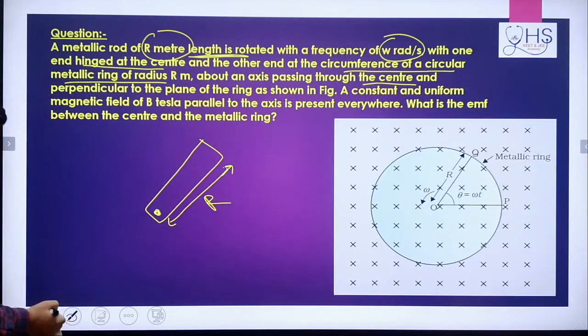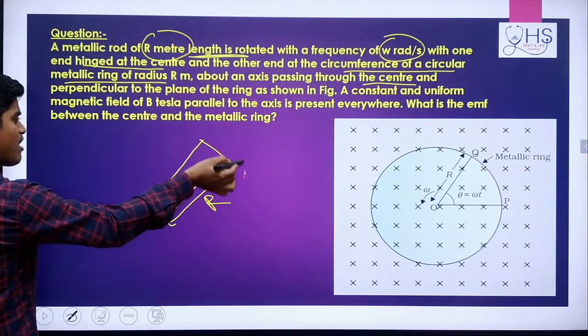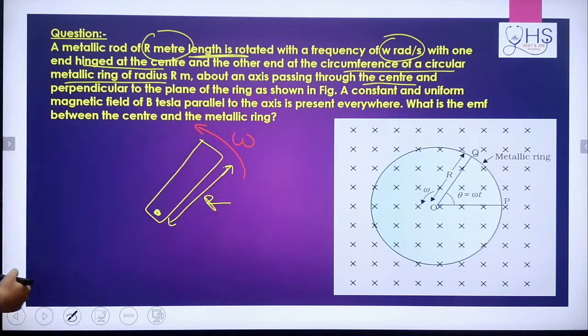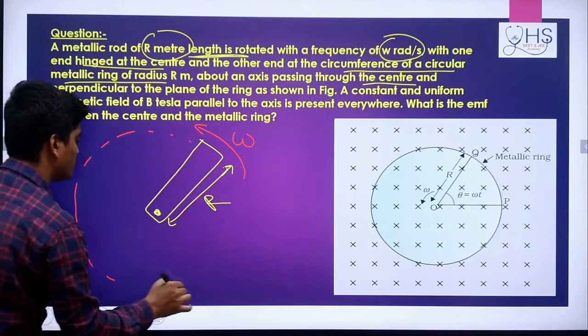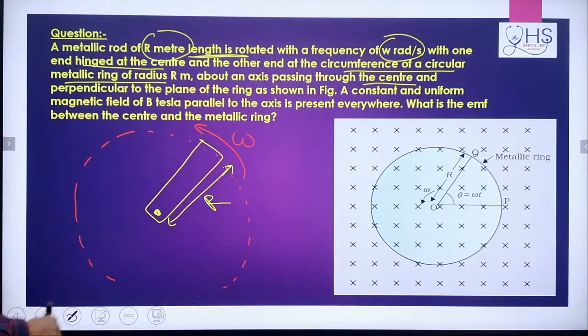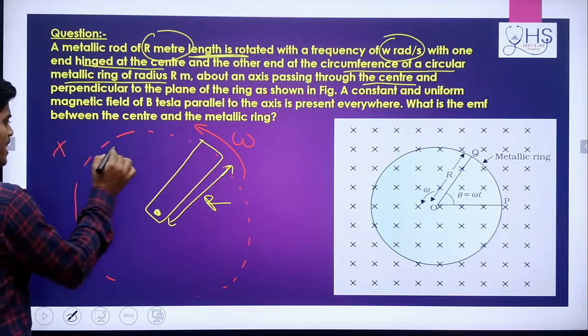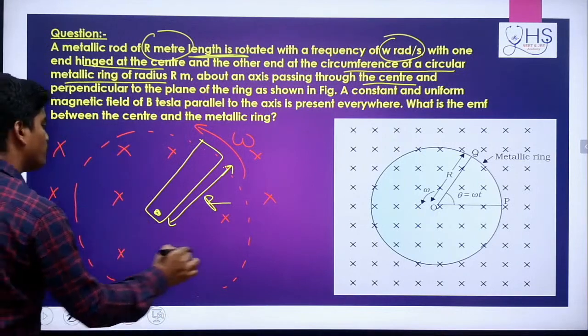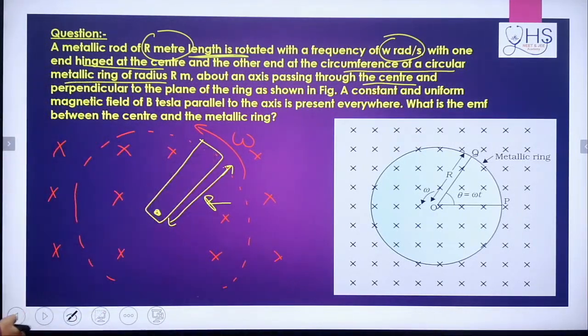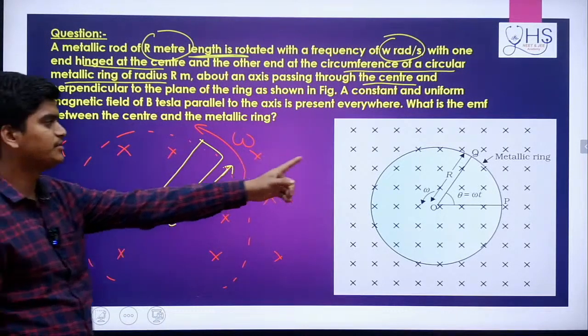Now this one is moving with angular velocity omega. It is moving along the circumference of a circle of radius R, and everywhere a uniform magnetic field is there. If you do like this, an induced EMF will be produced in this conductor. And what will be that induced EMF formula? That will be different from BLV, that we will try to understand now. So that is what the picture given here shows.